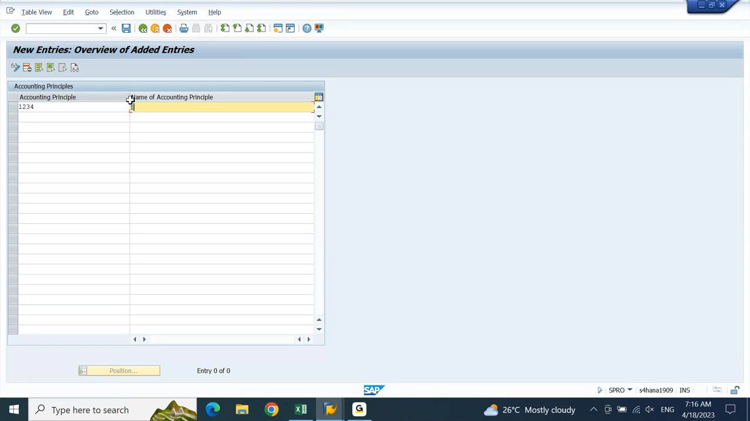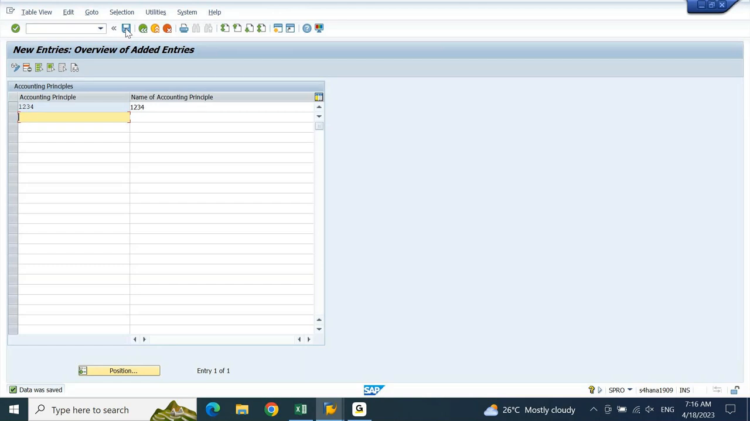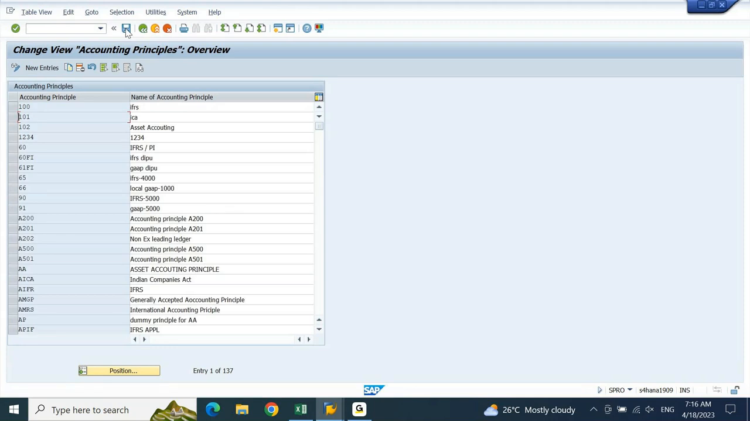I'll give 1, 2, 3, 4. I will save it. Now I have created one accounting principle. Did we mention any rules of the accounting principle here? No, right? While posting the entries, we will be posting according to the local rules of your accounting. But when you're reporting, you want to know according to which accounting principle we are doing this reporting. When you go to your ledger and company code setting, you will come to know the accounting principle assignment. Clear?